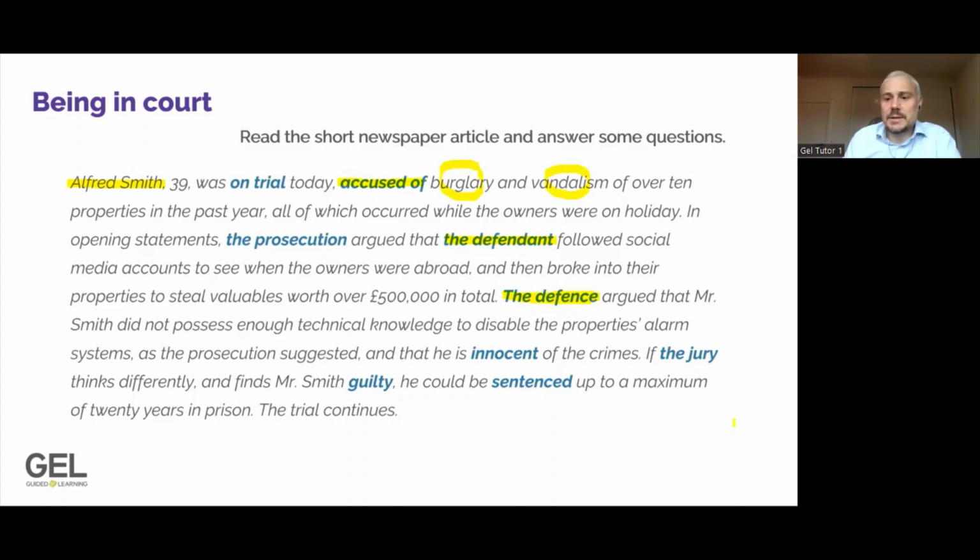Look at the next question. Who is arguing the case for the police? Type your answer now.